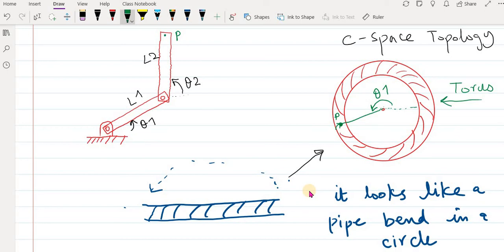So the surface of the torus is 360 degrees circular, okay? And this angle is actually theta 2. Starting from here to 90 degrees, and then 180 degrees, and then on the back side of it will be 270 degrees. So this is how it works.